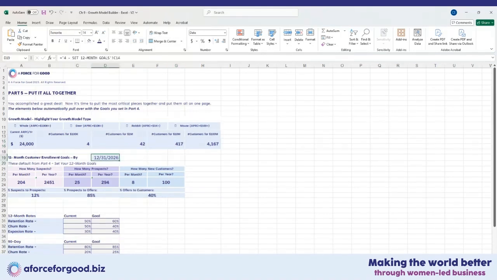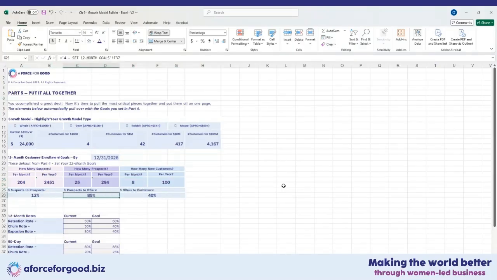This is set on the default of 12 months from now, or whatever your default was on the goal setting page. How many suspects do you need based on the percentages here? You need 204 suspects per month. You need 25 prospects per month and 8 new customers per month to meet your goals.